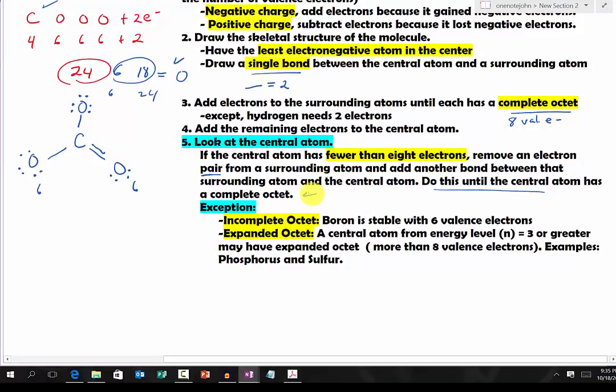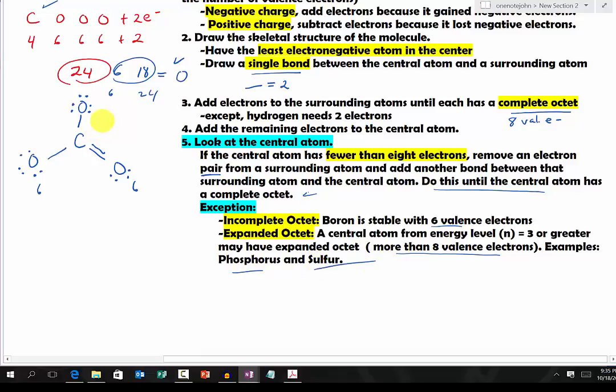However, there are exceptions. Some elements have an incomplete octet, like boron, which can be stable with just 6 valence electrons. Or we have the other way around, where we have an expanded octet. That is, central atoms from energy level 3 or greater may have an expanded octet. That means they can have more than 8 valence electrons in the central atom. Two common elements are phosphorus and sulfur.